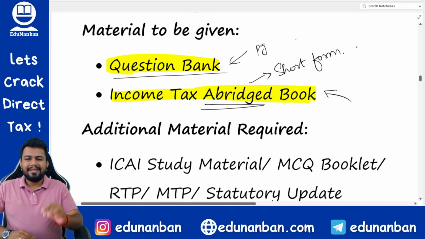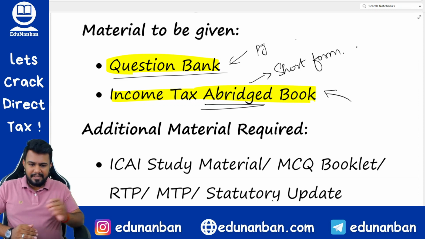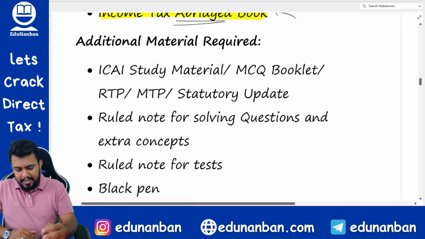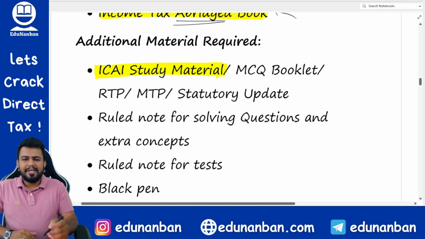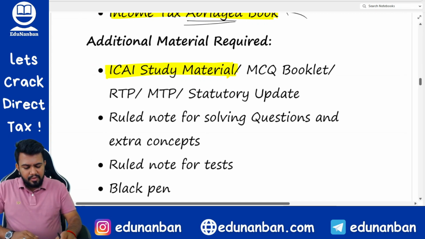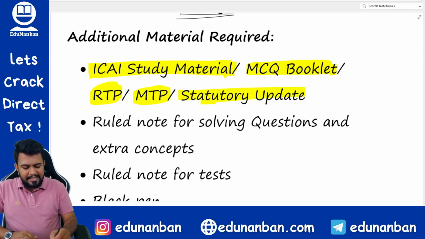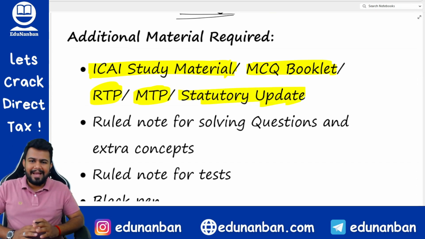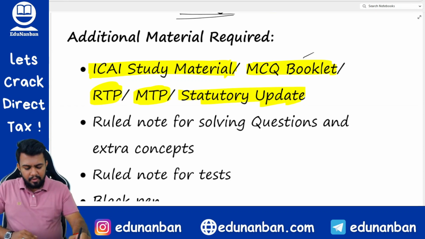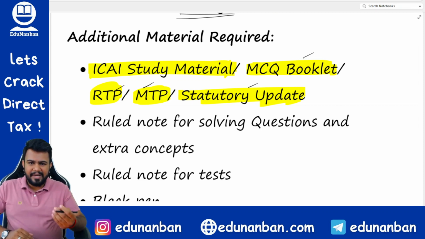Sir, only this material, is it enough, or should we have some more material also? The answer is you have to have some additional material also. What are they? Number one, the ICAI study material, which will be given to you by the institute when you are registering for intermediate. Other than that, you need to have the MCQ booklet, revision test paper, mock test paper, and statutory update, which is going to be released by ICAI. ICAI releases this booklet and RTP, MTP, and statutory update for every examination. So, whenever it is released by ICAI, you should go to the website, take a printout of the same, and use it for your preparation.